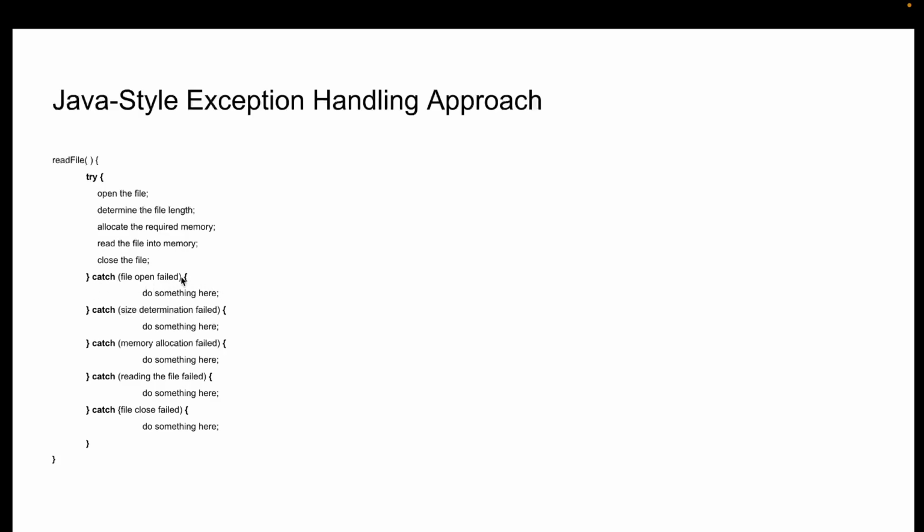So we were expecting some error from these 4 or 5 steps: opening the file, determining the file length, allocating the required memory, reading the file into memory, and closing the file. So the user is expecting that some kind of error can happen in any of these steps.